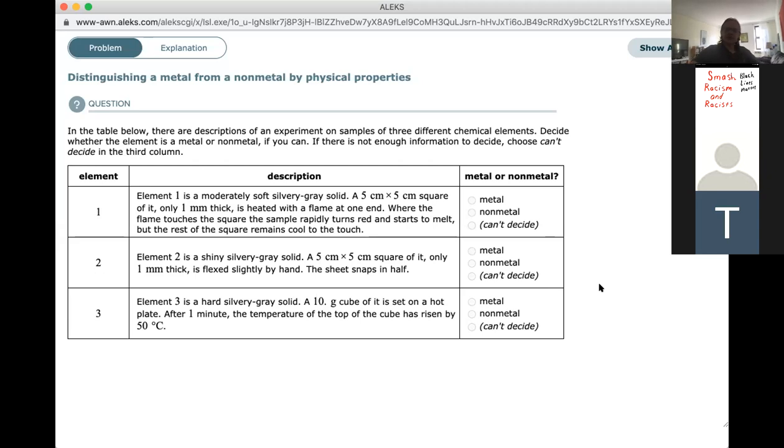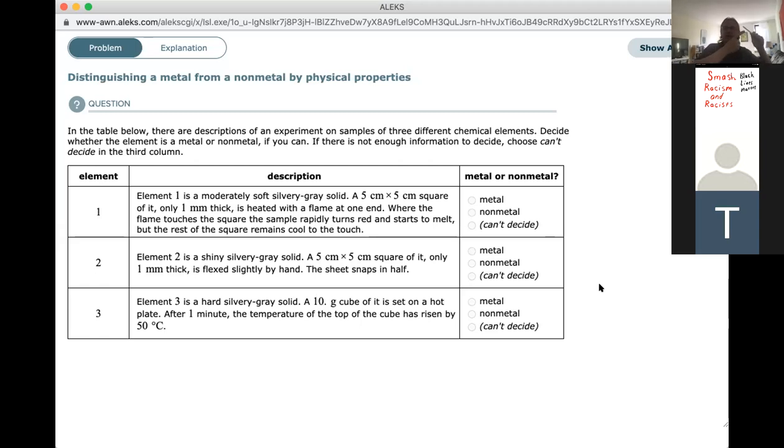Okay, so let me show you an example here. It says here in the table below, there are descriptions of the experiment on samples of 3 different elements. Decide whether the element is a metal or a non-metal if you can. If there's not enough info, don't, okay? So there are 4 things.